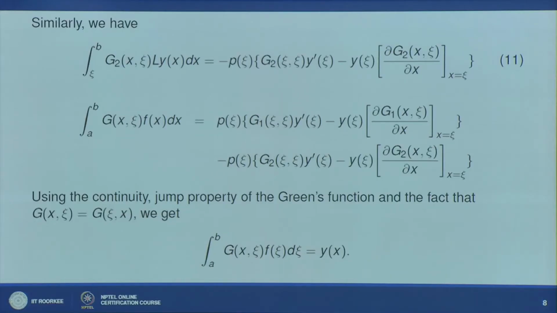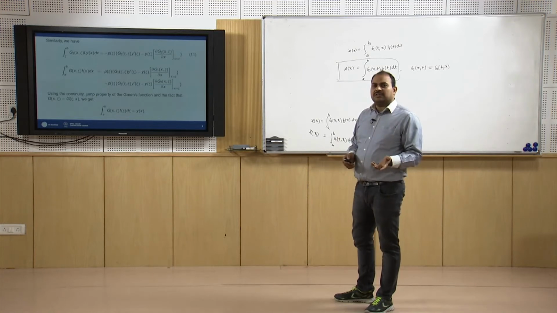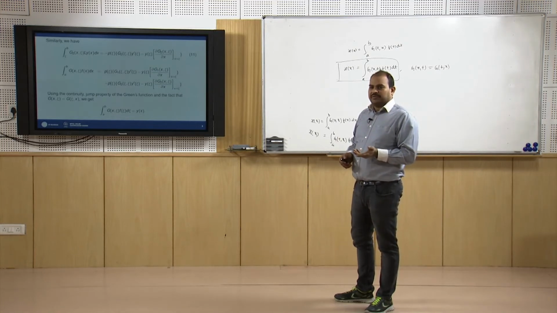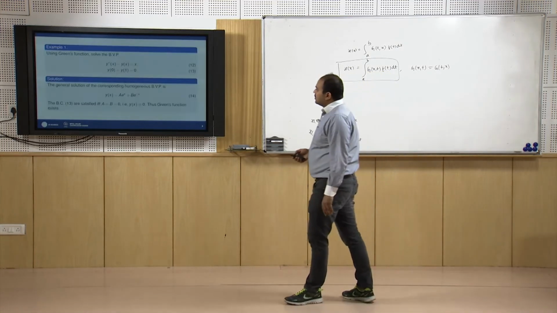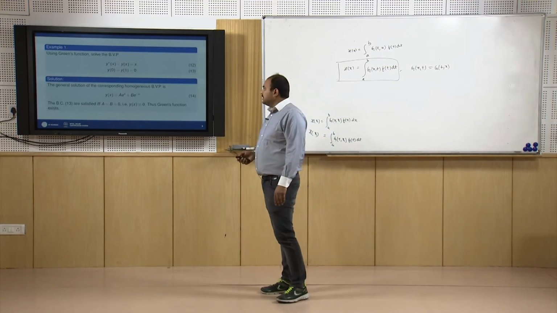If we take our differential equation Ly equal to f and use the property of Green's function, then it will also satisfy this expression that is given as y(x) equal to integral a to b g(x, ξ) f(ξ) dξ. So that shows that if we know Green's function for the homogeneous boundary value problem, then with the help of this we can actually solve the non-homogeneous boundary value problem. Now let us look at the example based on this.